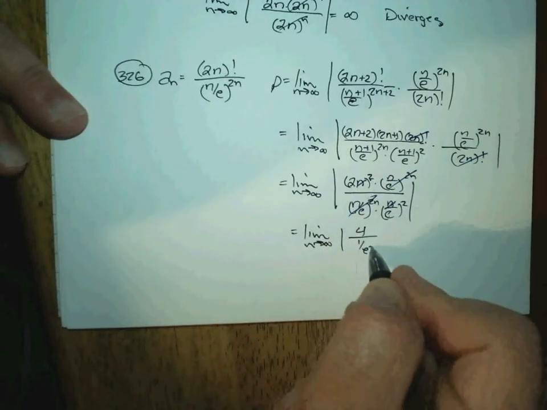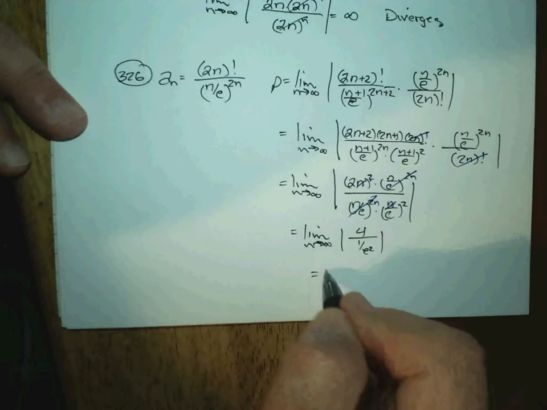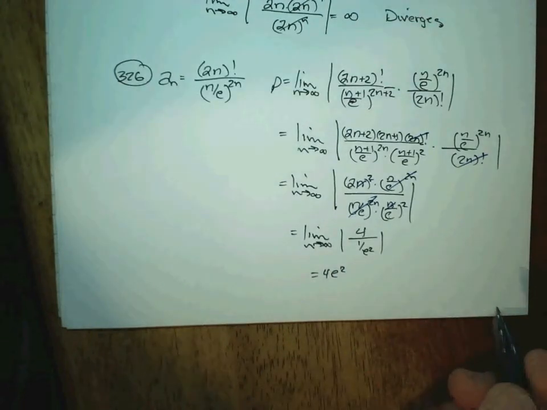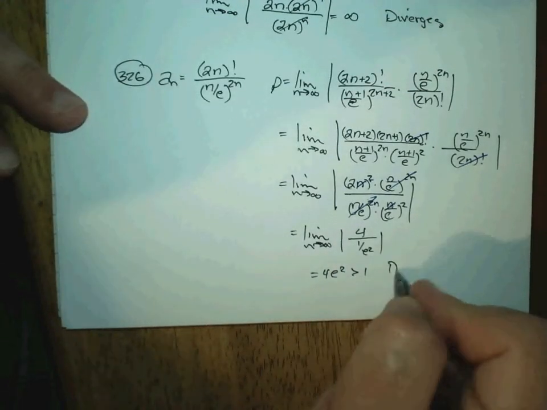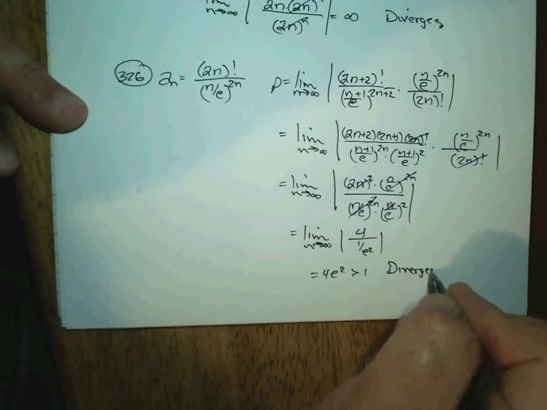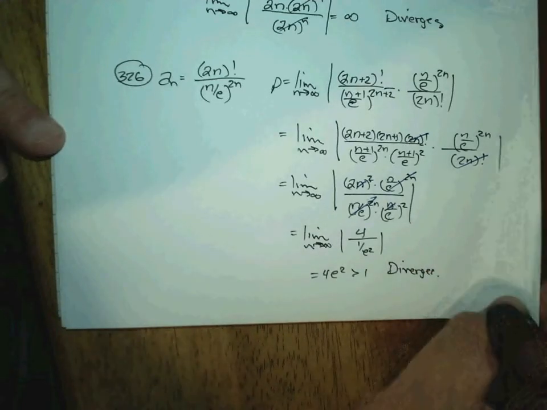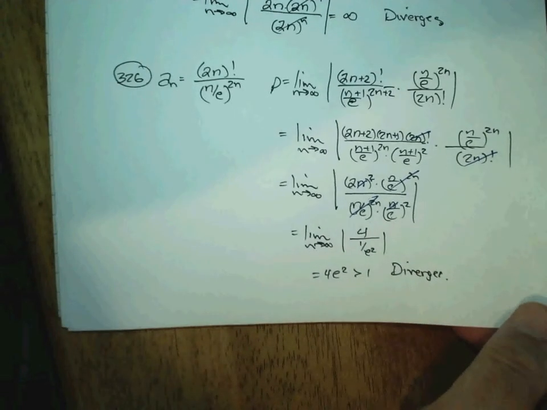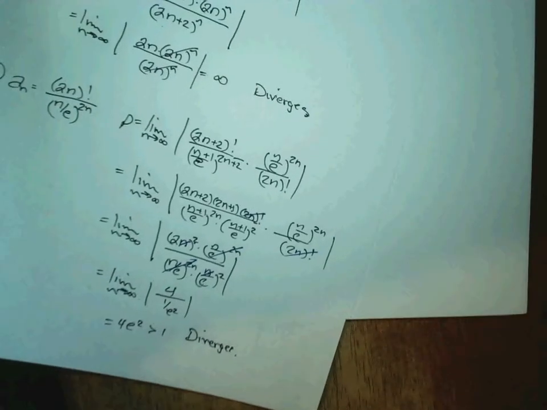So you have a 2 squared up top. You have a 1 over e squared in the bottom. In other words, you get 4e squared. And 4e squared is bigger than 1. When your ratio, or your r, is bigger than 1, you have divergence. Okay? All right.